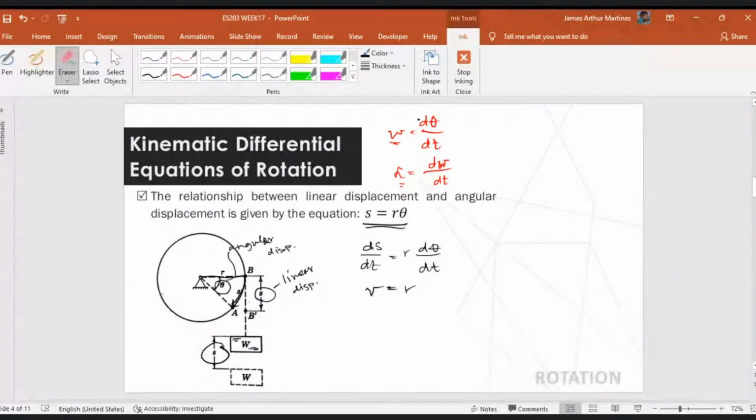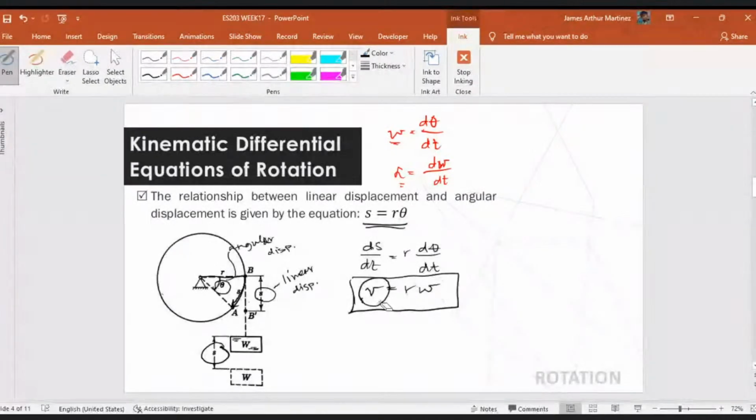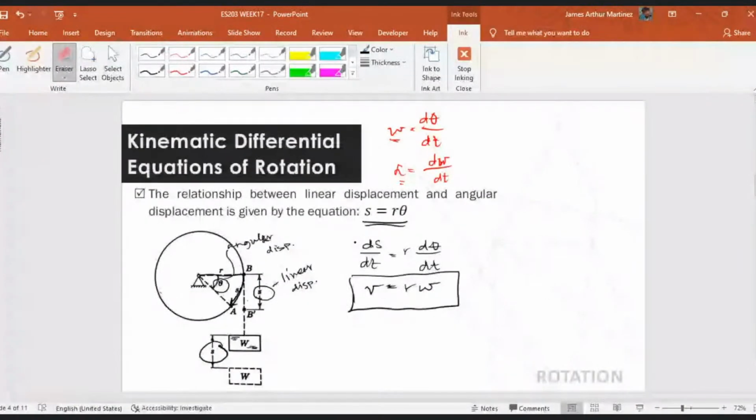And angular velocity is represented by the symbol omega. Therefore, we have this direct relationship of our linear velocity and angular velocity. Later you'll find out what the relationship is, or where to use these relationships. So how about acceleration? If we differentiate this again, it becomes acceleration, right?